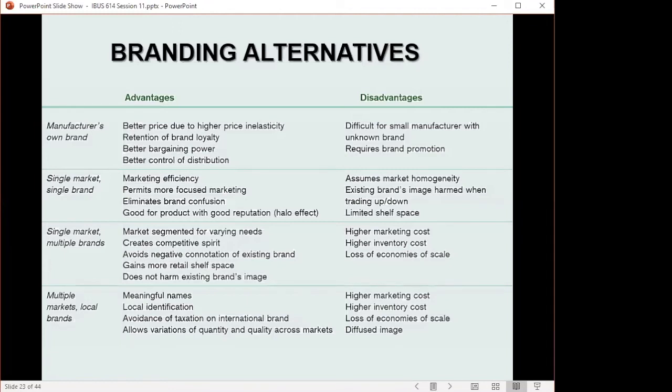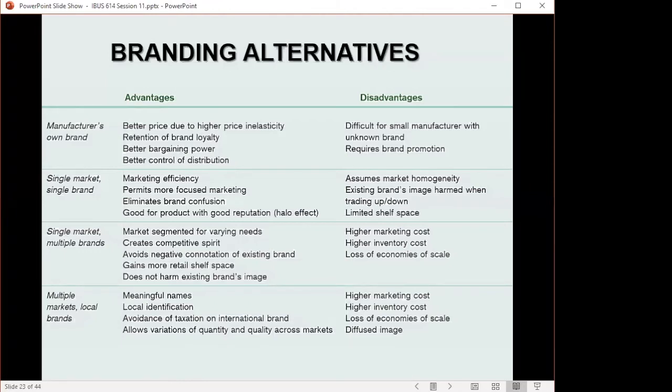And if you have just one brand for one market, you have limited shelf space, a problem that is solved by the next technique that we are going to talk about, which is single market, multiple brands. And this has been excellently introduced by brands like Nestle and Unilever, where they have multiple brands sometimes in the same product category. And this helps them to be able to satisfy various market segments' needs and also have a competitive spirit, even among themselves as an organization, right? And it also helps them to gain more retail shelf space and does not harm their existing brand image.